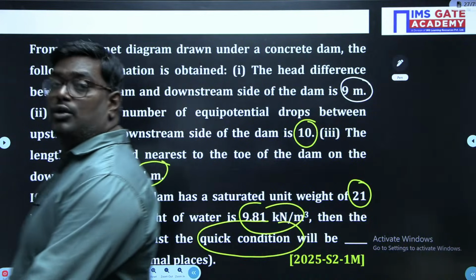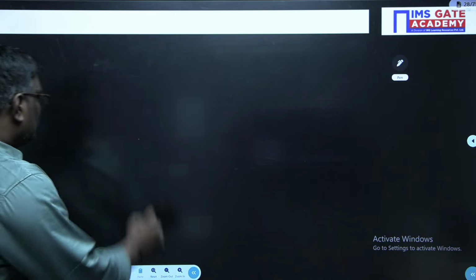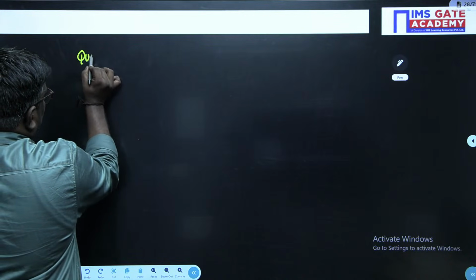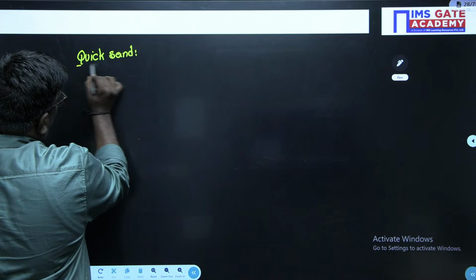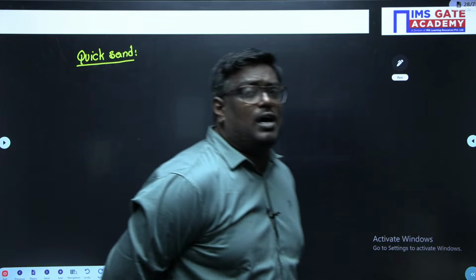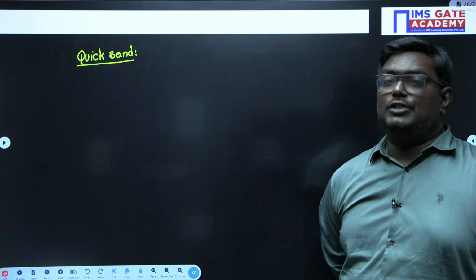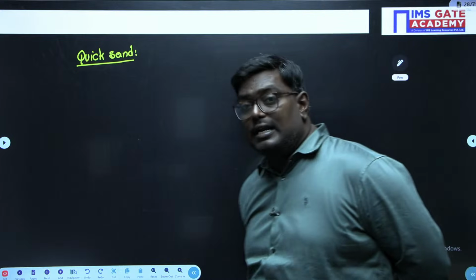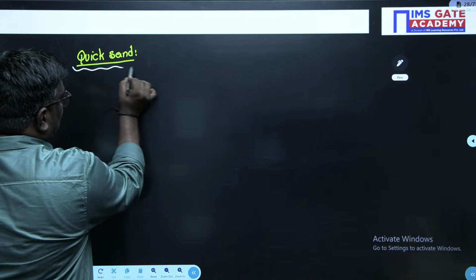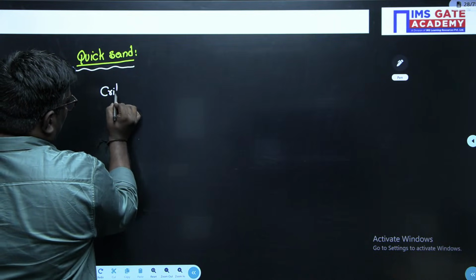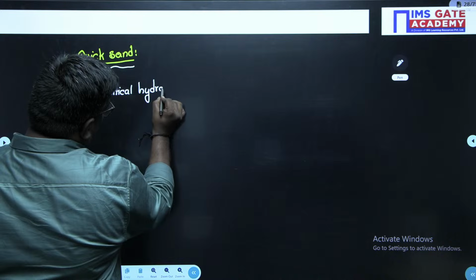First of all, you should understand what is quicksand condition. In quicksand condition, if the upward seepage pressure becomes equal to the submerged unit weight, then the soil loses all its shear strength. The hydraulic gradient at quicksand condition is known as the critical hydraulic gradient.